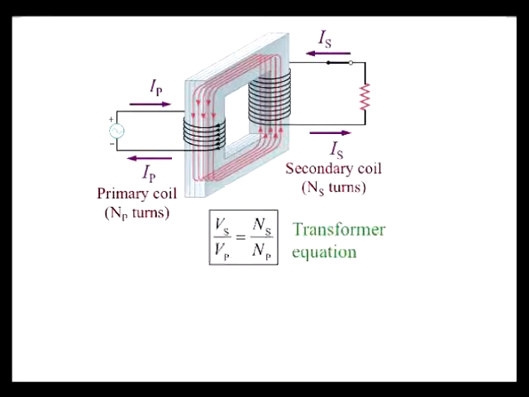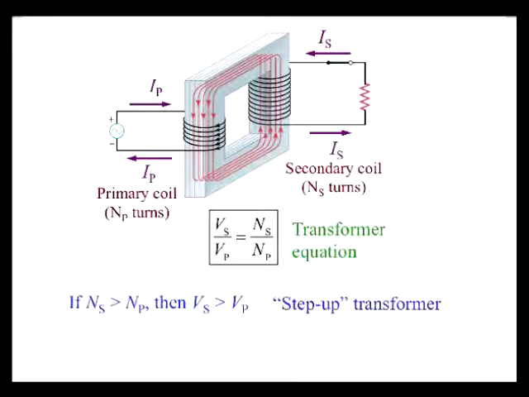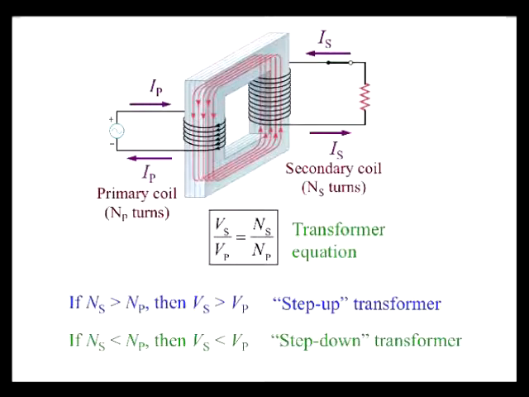For instance, if Ns is greater than Np, then Vs is greater than Vp, and the transformer is called a step-up transformer since it steps up the voltage. If Ns is less than Np, then Vs is less than Vp, and the transformer is called a step-down transformer since it steps down the voltage.